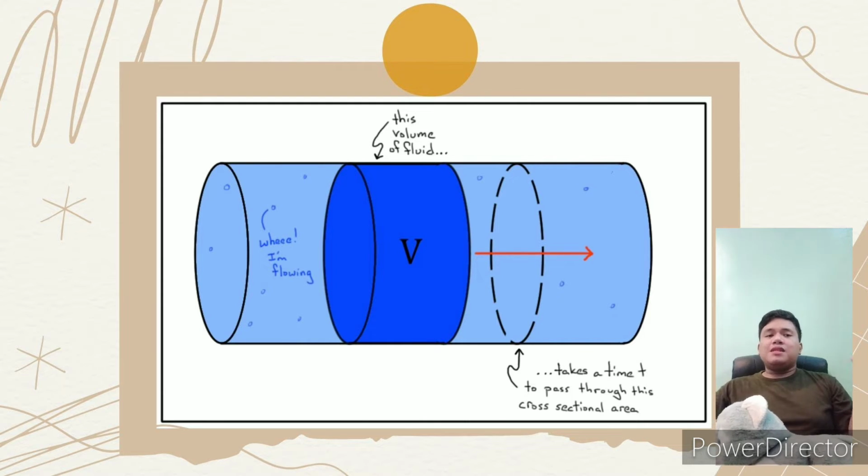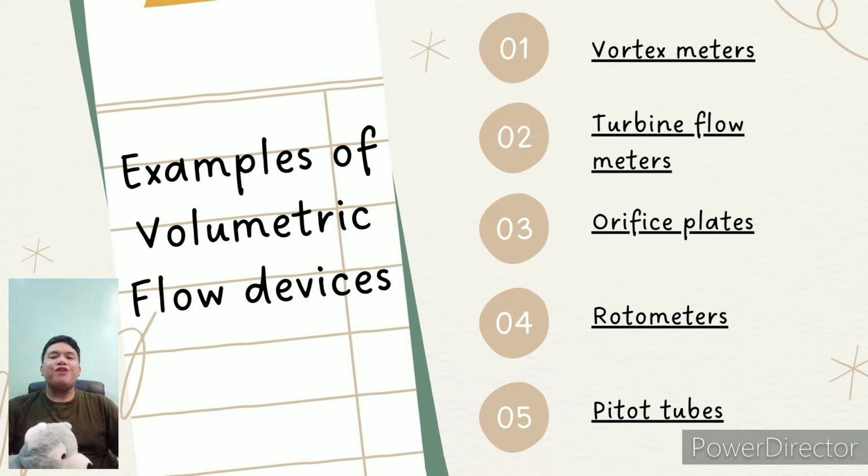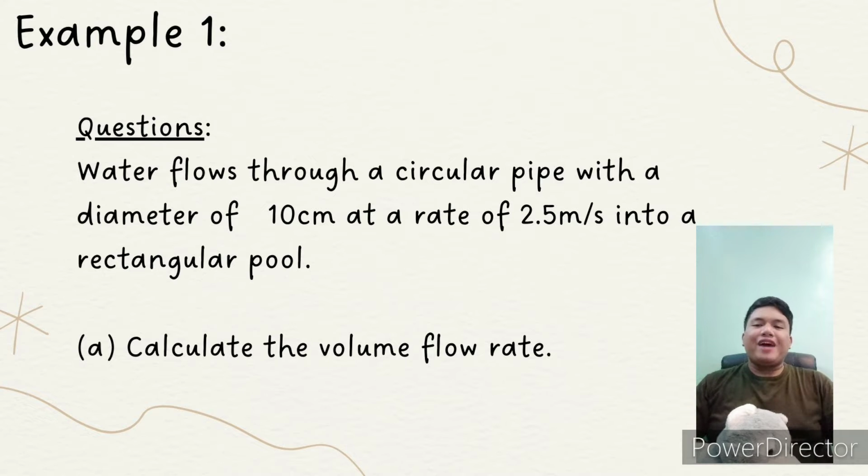Usually the problems involving this topic always ask questions such as how long, what is the flow rate, or sometimes how fast. So after doing some research, I have found out that there are volumetric flow devices, namely vortex meters, turbine flow meters, orifice plates, rotameters, and pitot tubes. So there is an emergence of volumetric flow rates when utilizing these aforementioned devices. So just don't use these devices if you don't like solving. Char. And now I am going to provide examples of how to calculate volume flow rate.